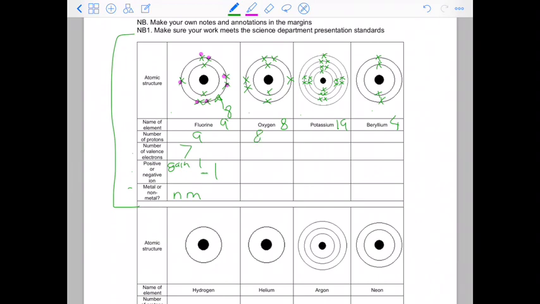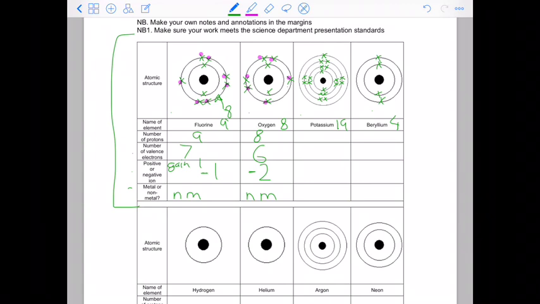Oxygen has 8 protons. It has 1, 2, 3, 4, 5, 6 valence electrons. It needs 2 more, and 2 is less than 6. So it'll be a -2 ion, which means, again, it will be a non-metal.